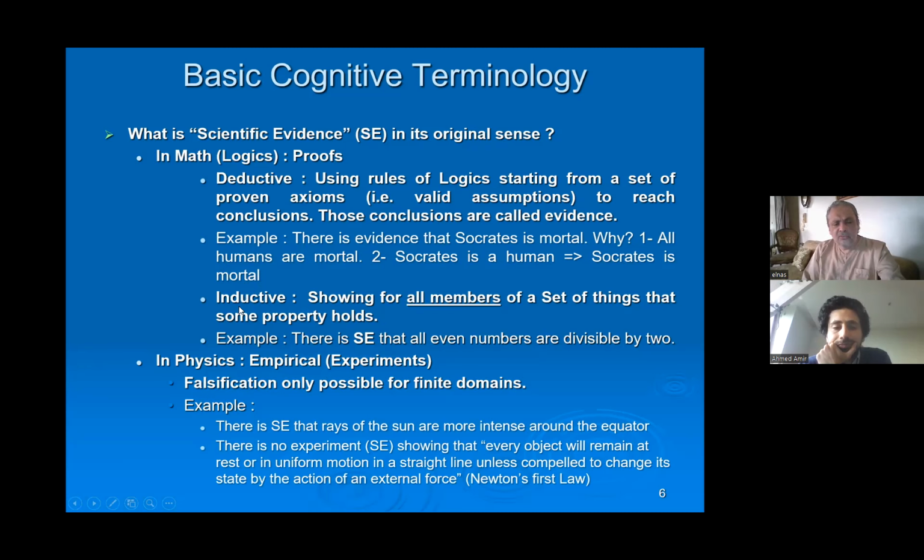Now, the inductive way. You have also induction in mathematics, but it must be complete induction. It means you have a set of things and you show for all members of the set that some property holds. For example, there is scientific evidence that all even numbers are divisible by 2, of course. You can show it, you can prove it using induction.